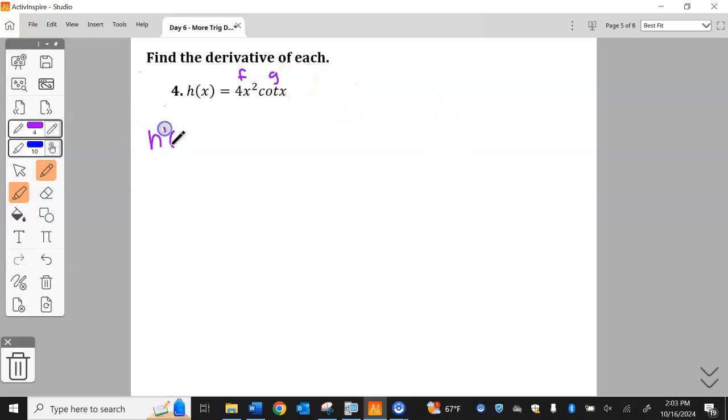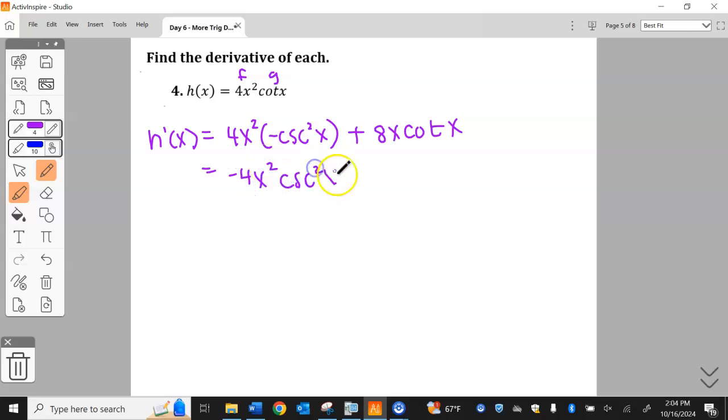So my setup for the product rule, I'm going to leave 4x squared the same. Then I'm going to multiply it by the derivative of cotangent, which is negative cosecant squared. Then I'm going to take the derivative of 4x squared, which is 8x, and then I'm going to leave cotangent the same. Okay. So I can multiply these coefficients, the 4 and the -1. And that'll be our derivative.